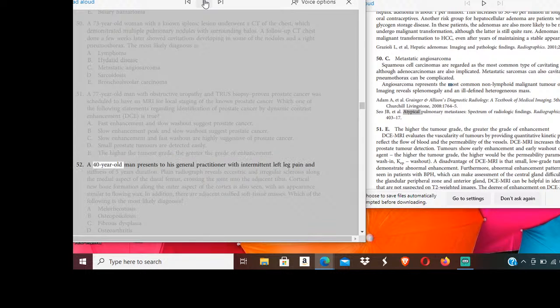52. A 40-year-old man presents to his general practitioner with intermittent left leg pain and stiffness of 5 years duration. Plain radiograph reveals eccentric and irregular sclerosis along the medial aspect of the distal femur, crossing the joint into the adjacent tibia. Cortical new bone formation along the outer aspect of the cortex is also seen, with an appearance similar to flowing wax.